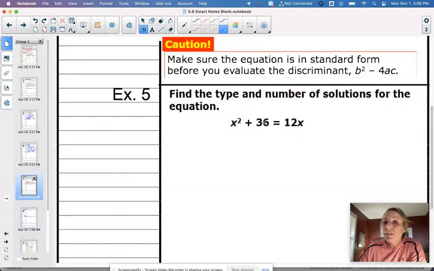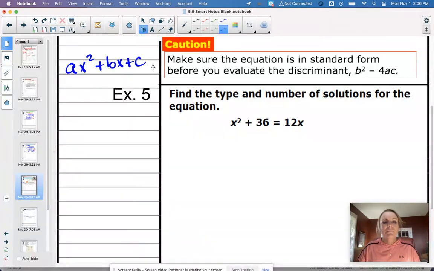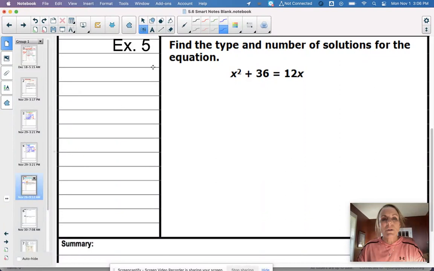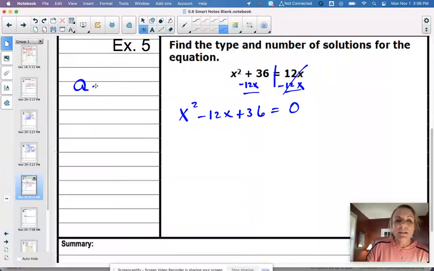Caution, make sure the equation is in standard form before you evaluate the discriminant. So make sure it's always ax squared plus bx plus c. All right, so here we go. I'm going to get it in standard form right now. I'm going to subtract the 12x, and so I'm going to get x squared minus 12x plus 36 equals 0. I can see that a is 1, b is negative 12, and c is 36.